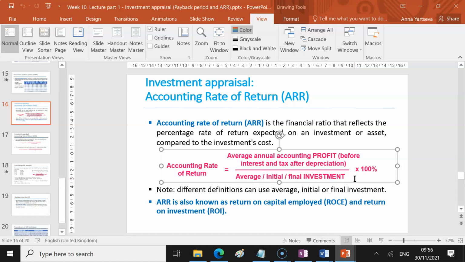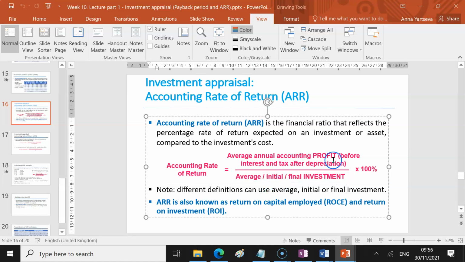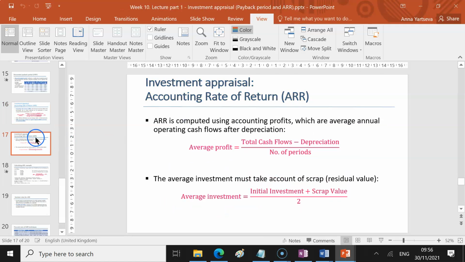So don't be scared, you will not make a mistake, I will make it clear, but make sure that you pay attention to this. If it's based on the initial investment, it's easy. For example, you've earned £15 on £100 invested. Your accounting rate of return is 15%. But what is average investment? For average investment, you use another formula on the next slide, which takes into account the scrap value.